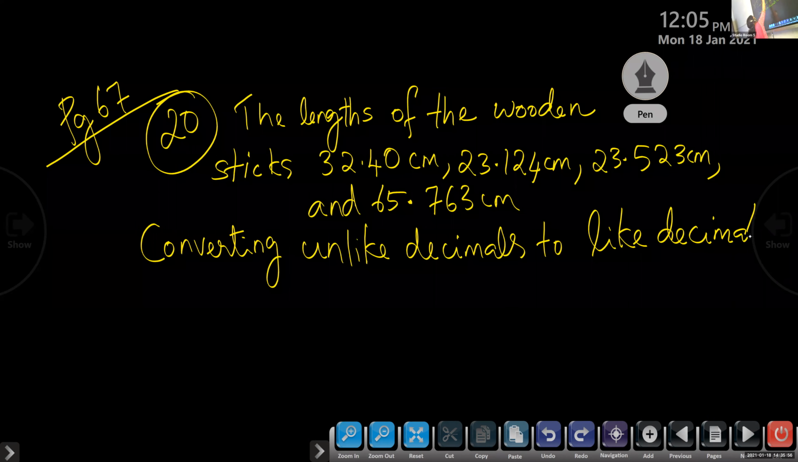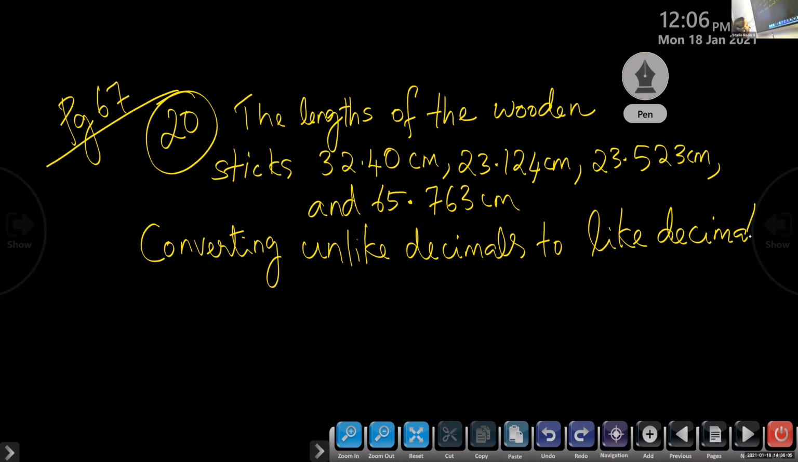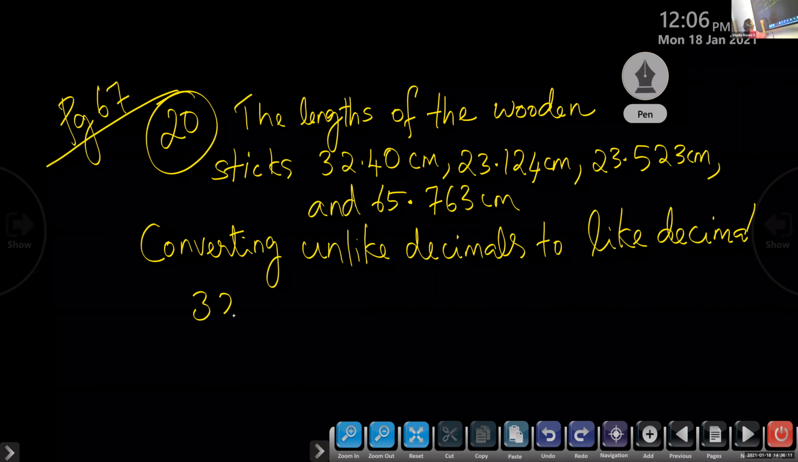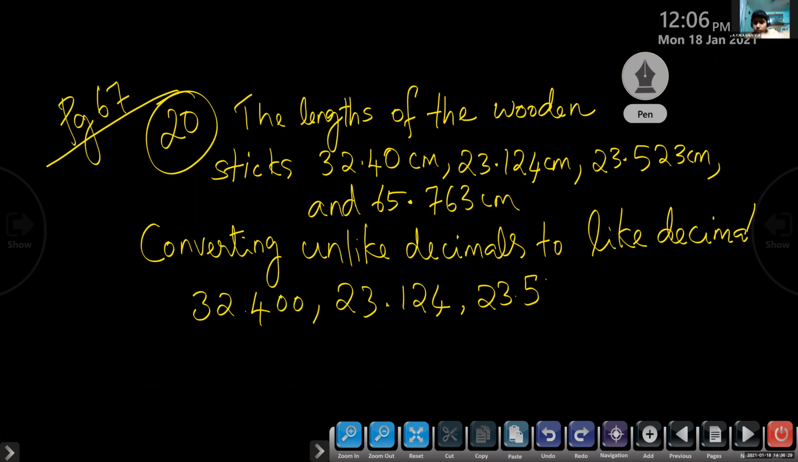Yes, Anandesh, can you see this? Can you make this into like and tell me the answer? How many digits in the decimal parts? Three. So 32.400, then 23.124. Now all these have the same digits. Only one number we had to make into like. All others are like decimals. 65.763.